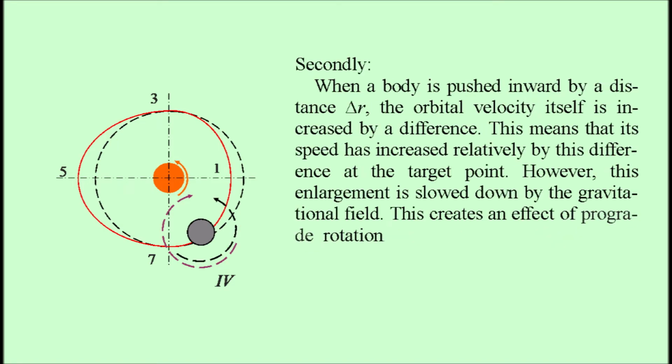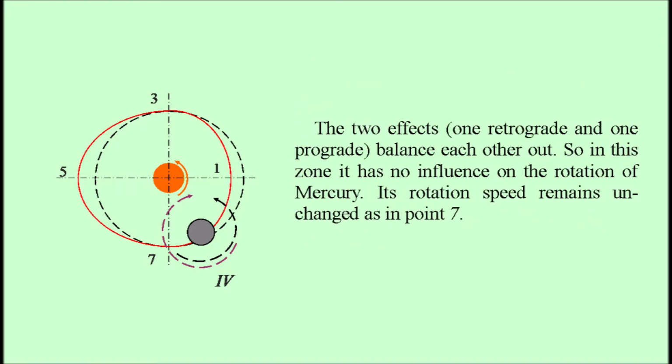Secondly, when a body is pushed inward by a distance delta r, the orbital velocity itself is increased by a difference. This means that its speed has increased relatively by this difference at the target point. However, this enlargement is slowed down by the gravitational field. This creates an effect of prograde rotation. The two effects, one retrograde and one prograde, balance each other out. So in this zone it has no influence on the rotation of Mercury. Its rotational speed remains unchanged as at point 7.